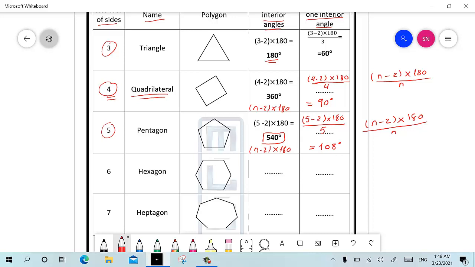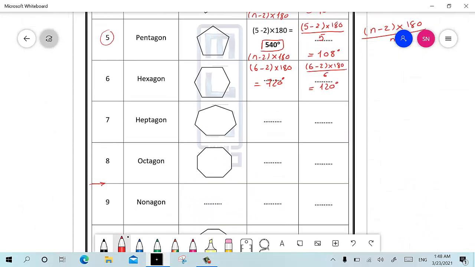For a hexagon, a hexagon is a 6-sided polygon. So to find the sum of interior angles, again I'm making 6 minus 2 times 180, and this is going to equal 720 degrees. And to find the measure of one interior angle, I'm making 6 minus 2 times 180 over 6, and this is going to equal 120 degrees. Do you know? It's easy. We just need to know the rule and apply it.